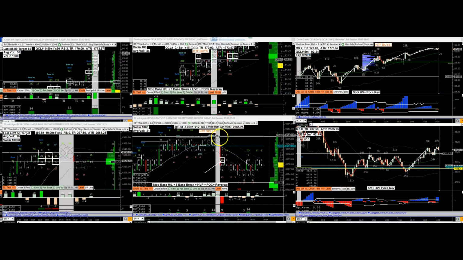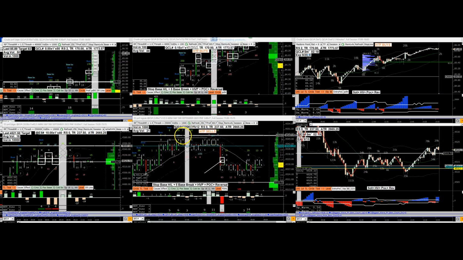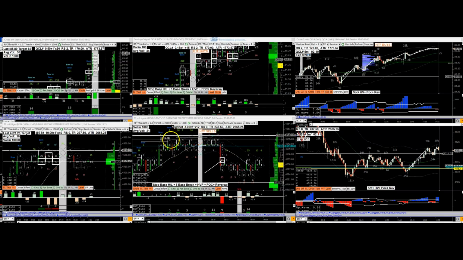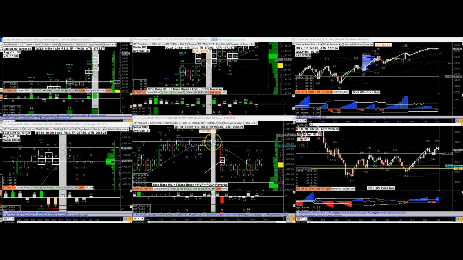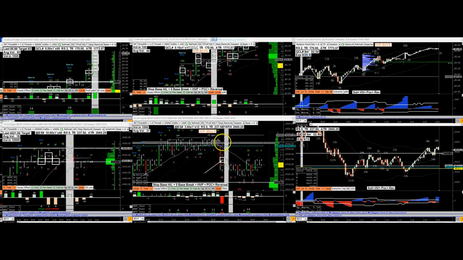Which means all of this is distribution. All of this is planning. Up here is planning. Whatever they're doing pre-market, they're planning the move. They're distributing and planning the move. And now the move has started.